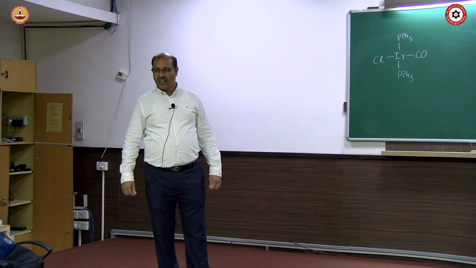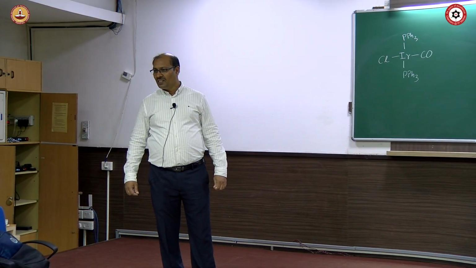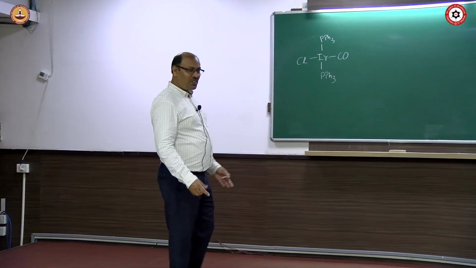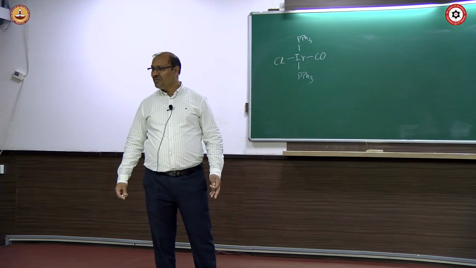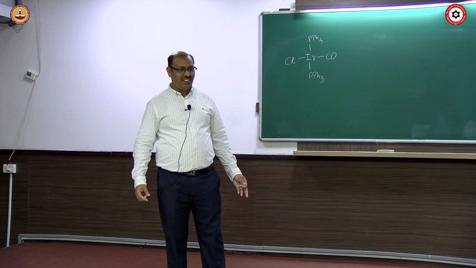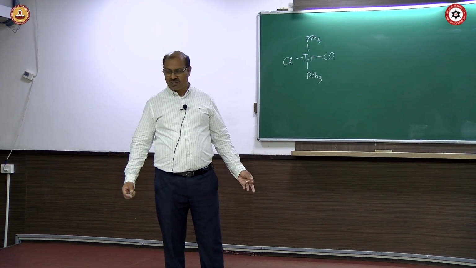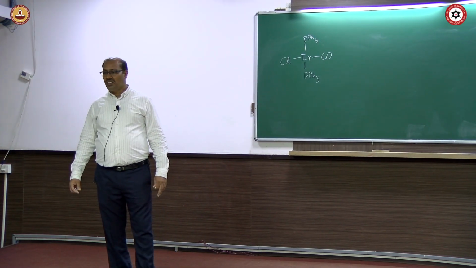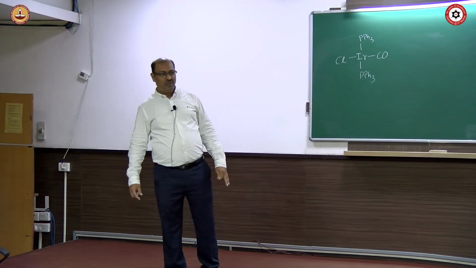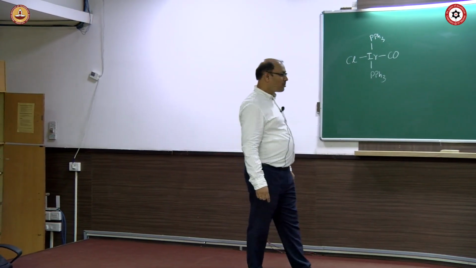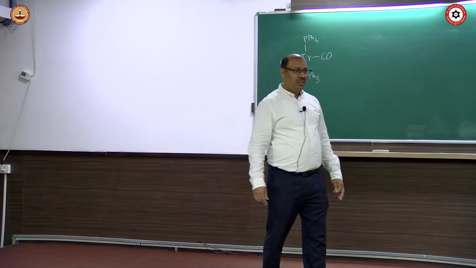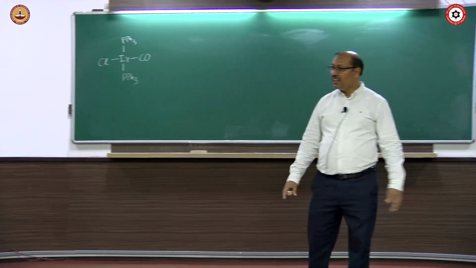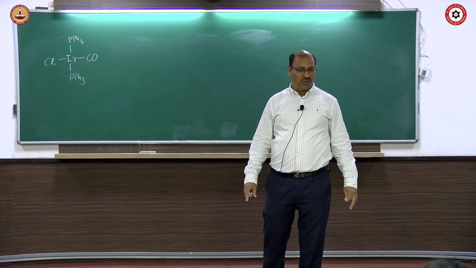Iridium is 9. Triphenyl phosphine is a phosphine ligand, like ammonia, phosphine, carbon monoxide, 2 electrons each. Iridium 9, triphenyl phosphine 2, carbon monoxide and chlorine, total 16. So this is a square planar 16 electron compound.